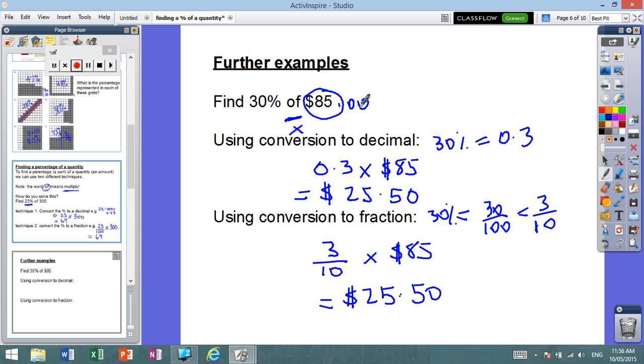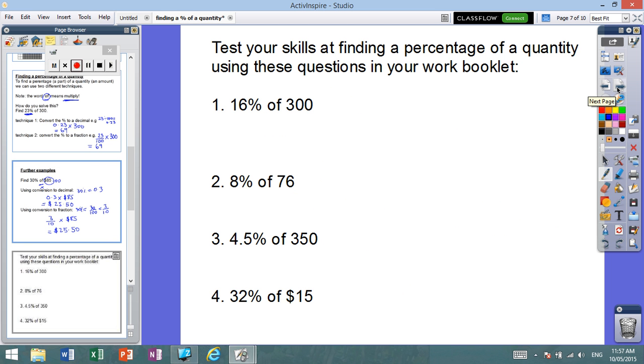Alright, so what I would like you to do now is I would like you to test your skills at finding a percentage of a quantity. You have these questions in your work booklet, so like my other flip learning lesson, you need to pause your recording now, and then I will get back to you and give you the answers to this, and you can check your working. Okay, it's really important that you have a go at these and don't just keep on watching, because you need to see if you have good understanding of it.